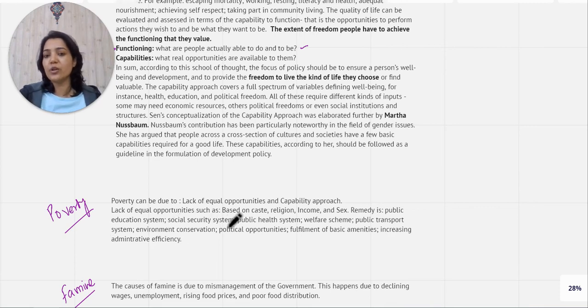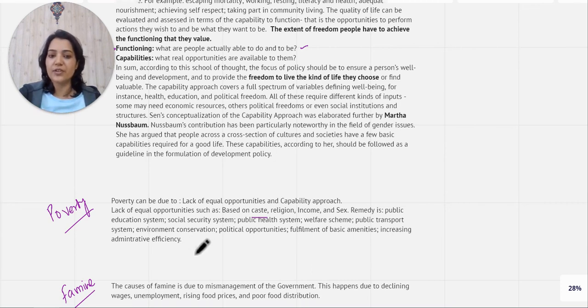Now, what are these equal opportunities? That is based on caste, religion, income, sex, right? So government may discriminate on the basis of sex, caste, what I said. Then what could be the remedy? Remedy means that government would be providing some basic opportunities, some important opportunities for this one.